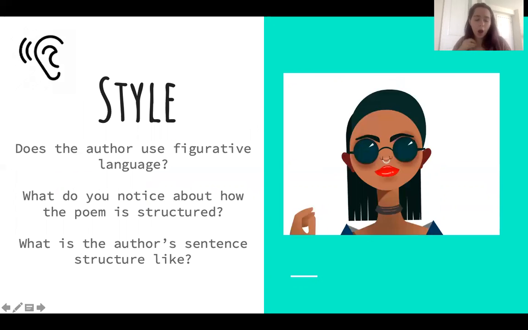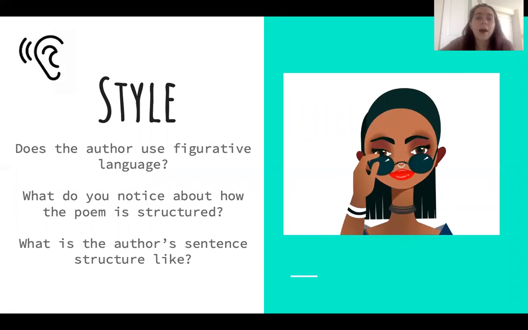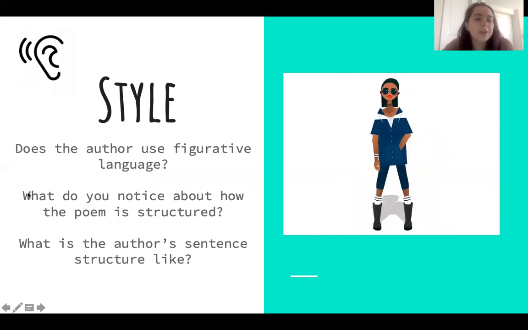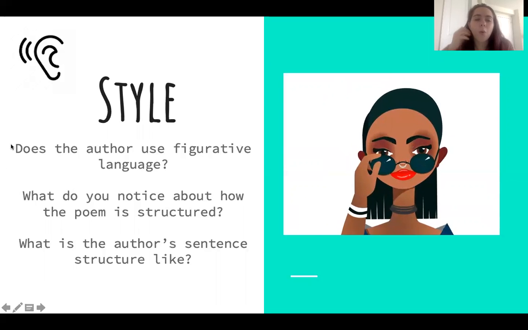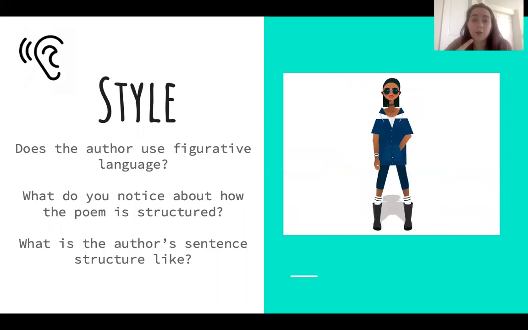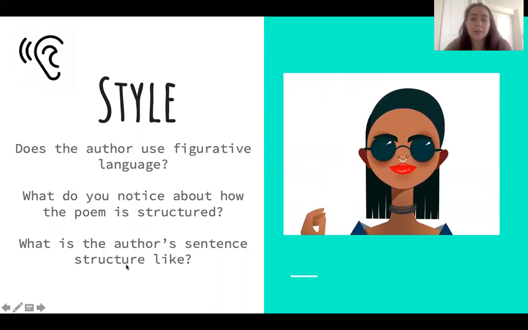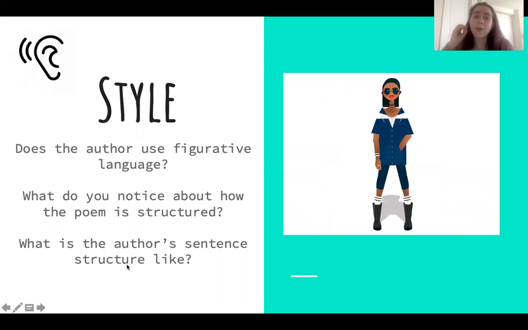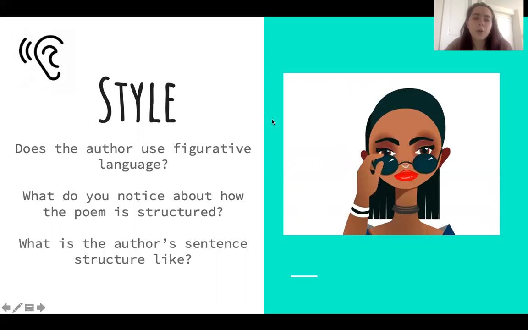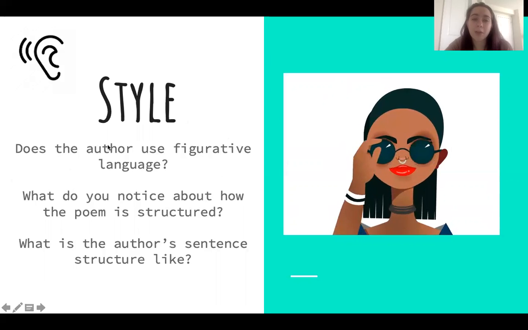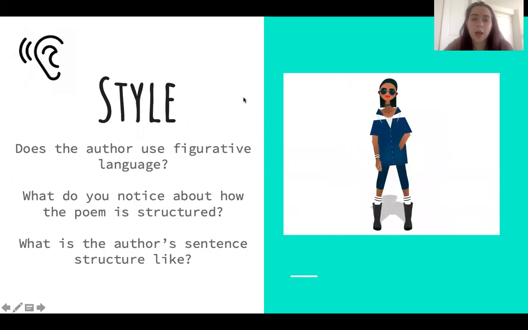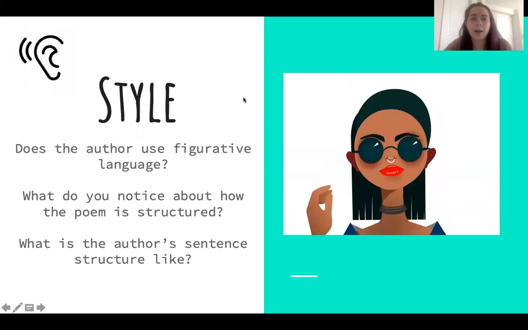So if you recall, when we were first learning about style, I said we don't necessarily want to answer all 3 of these questions for every poem. We're just picking one that really stands out to us and really seems important to us in the poem and analyzing that. We're picking either figurative language, structure, or sentence structure. And for both Harlem and Still I Rise, the question I want us to focus on is figurative language. That's what we're going to analyze for style in both Harlem and Still I Rise.